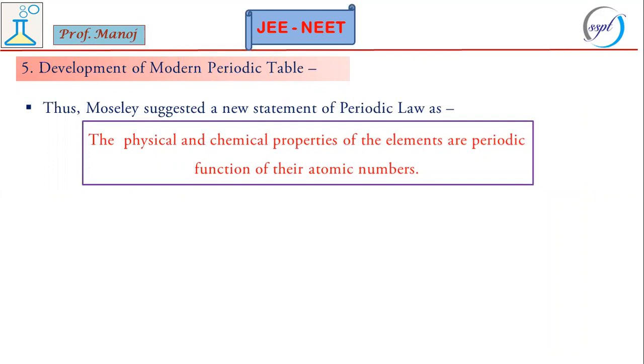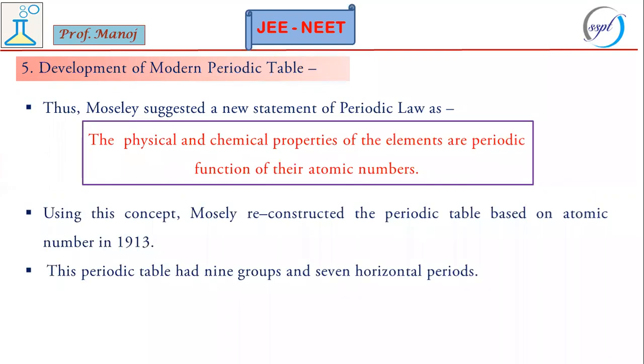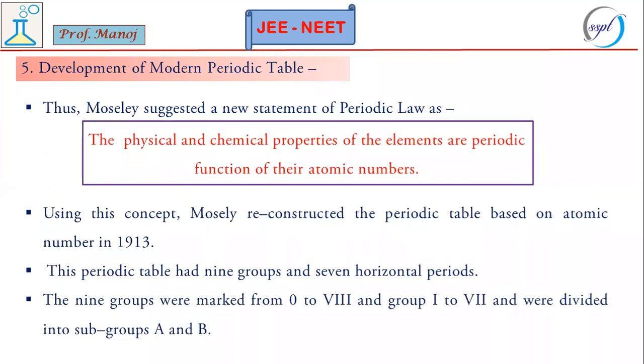Physical and chemical properties of elements are periodic function of their atomic numbers. He reconstructed the periodic table with slight modifications. बाकी जो पीरियोडिक टेबल मेंडेलीव का था उसने सेम रखा स्ट्रक्चर वाइज. Any doubt so far up to this old historical reviews of periodic table?